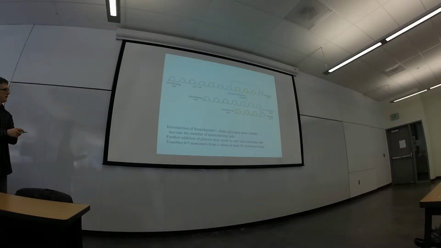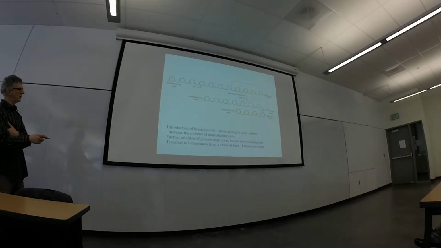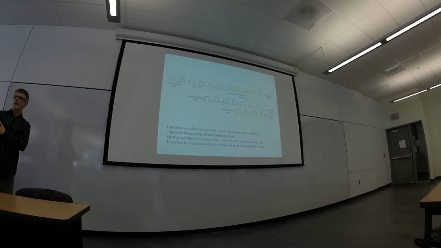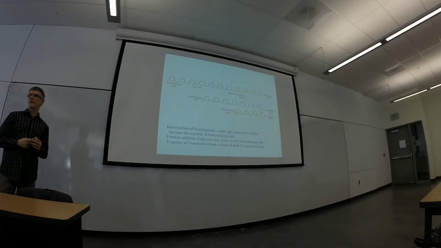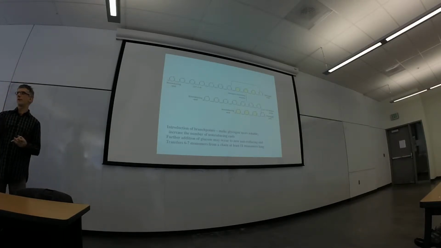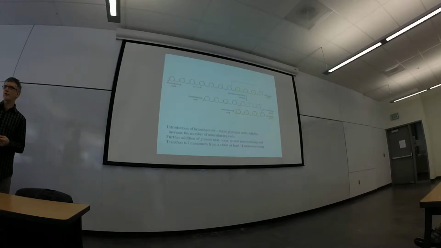Okay. So this will have two effects. It makes the whole particle more soluble, and it also increases the number of non-reducing ends. And that's important because that's the way you add more glucoses. So the more branched it is, the more individual non-reducing ends you have, and the faster you can build up your glycogen particle, because you can build up on all those non-reducing ends all at once. Okay. So we need the branching enzyme.